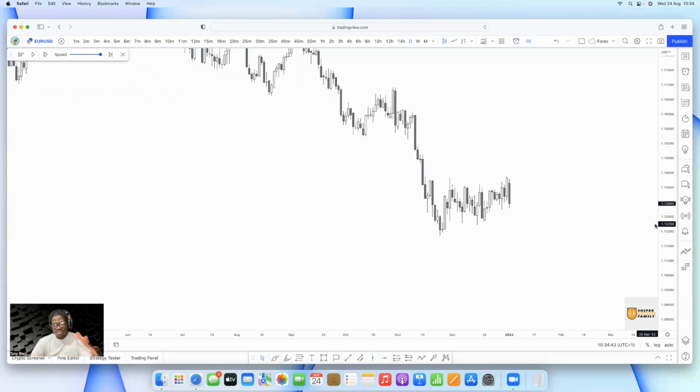Should we say zoom in or zoom out? I don't know. If we zoom out, yes, you're actually going to be looking at the structure well, and then you see that it's actually going to the downside, right?